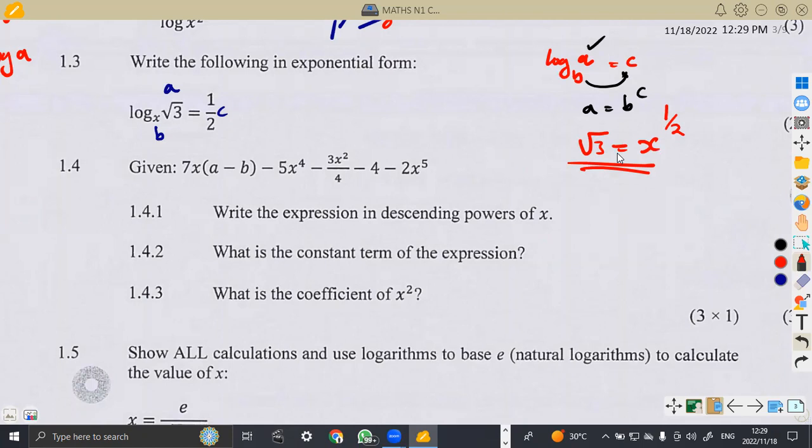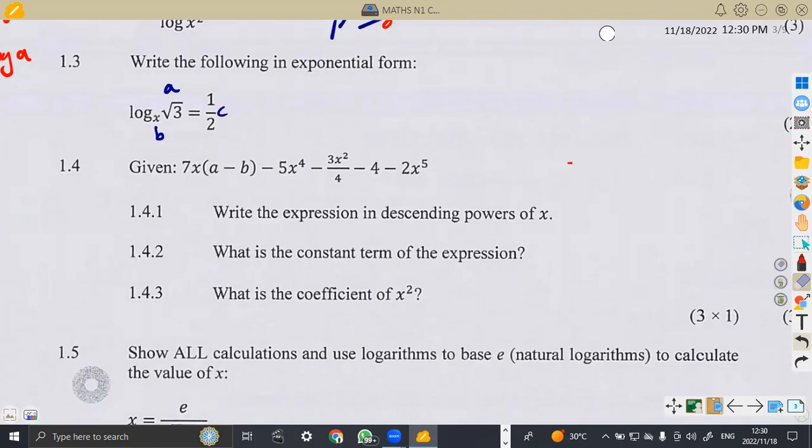Okay, number 1.4, we are given 7x(a - b) and so on, write the expression in descending powers of x. So they are saying we have to write from the highest power down to the least power. We can't do this before expanding. So the first thing that we had to do was to expand the brackets so that at least we can see the exact parts. So let's expand here.